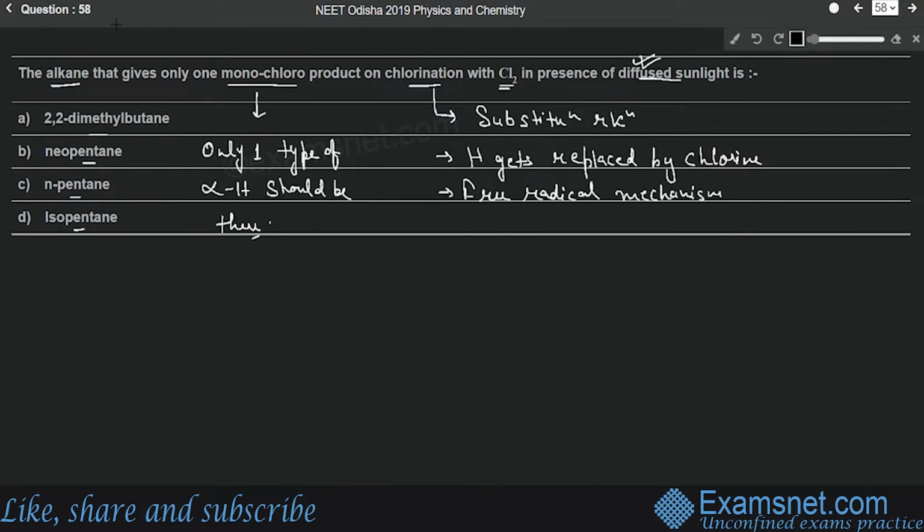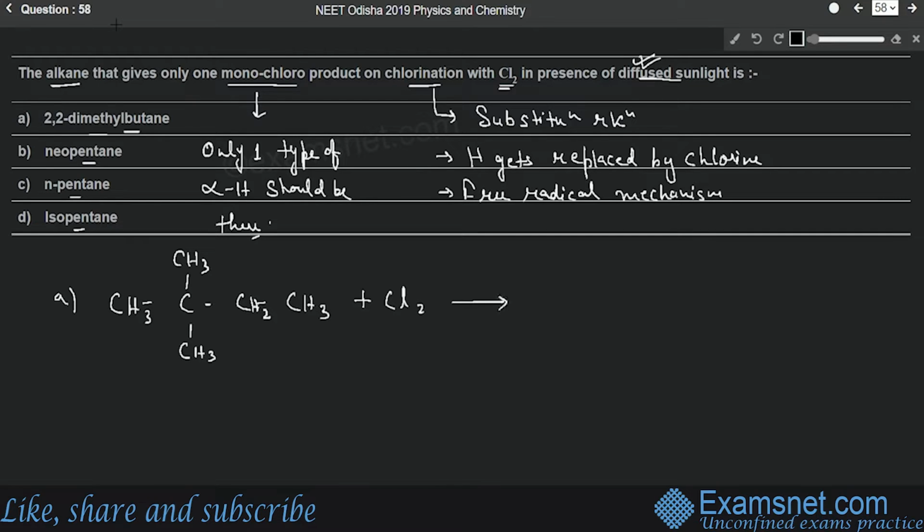Now, let's see one by one. In the first option, we have 2,2-dimethylbutane. Butane means 4 carbons in a chain. And 2,2-dimethyl means at the second position, we'll have 2 methyl groups. So CH3, CH3. Here we'll have CH3, here we'll have CH2, and again on this side we have CH3. Okay, so chlorination will take place.